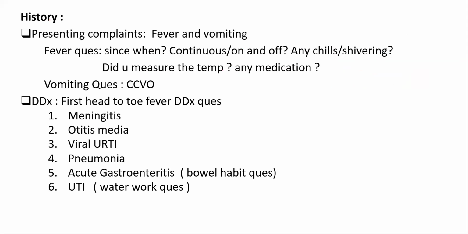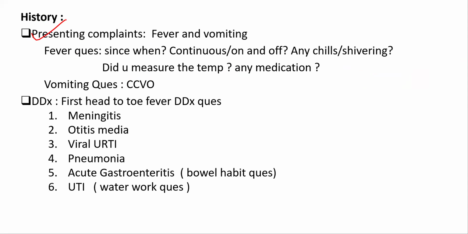In this case, the history will start like this. So you will start the same way how we start. Start with reassurance, make sure the child is stable, and then ask, I know from the note that he has got fever and vomiting. Can you tell me a little bit more about it?